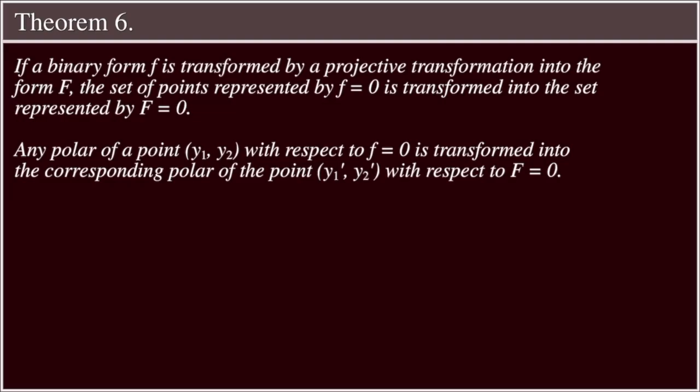Theorem 6. If a binary form f is transformed by a projective transformation into the form f, the set of points represented by f equals 0 is transformed into the set represented by f equals 0. Any polar of a point y sub 1, y sub 2 with respect to f equals 0 is transformed into the corresponding polar of the point y sub 1 prime, y sub 2 prime with respect to f equals 0.